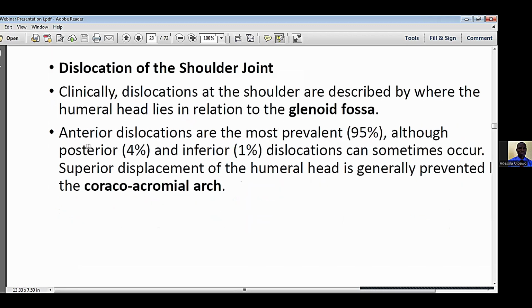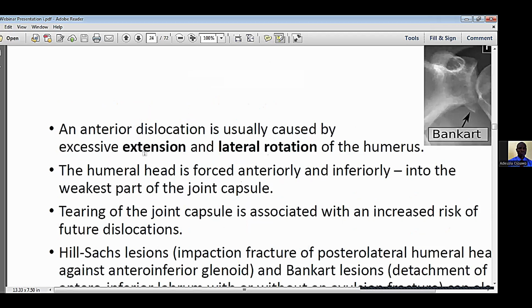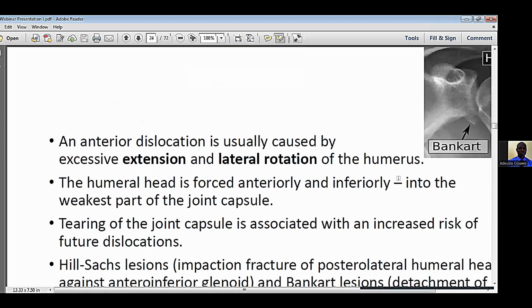An anterior dislocation is usually caused by excessive extension. Yes, I think you can see this one very well for me. Please, are you able to see this? Yes, sir. Good. I'm trying to move something here down so you can see it very well.